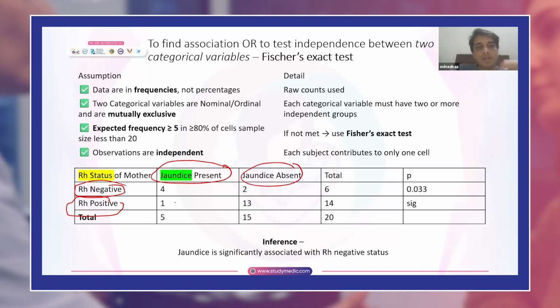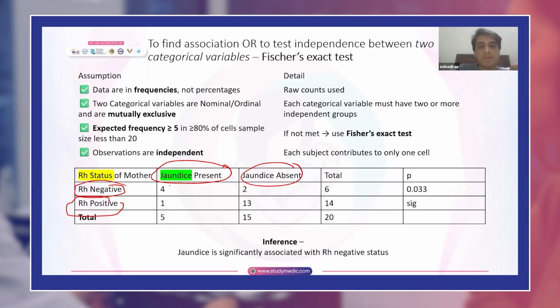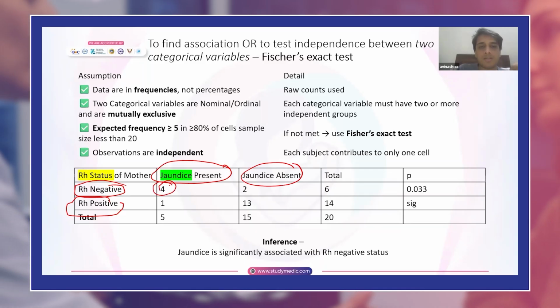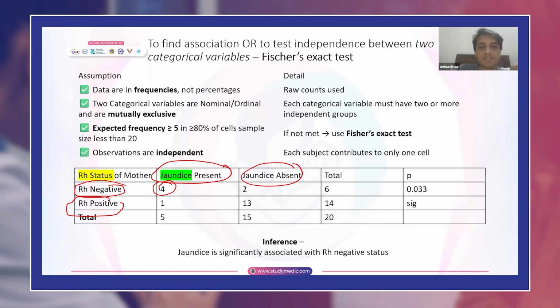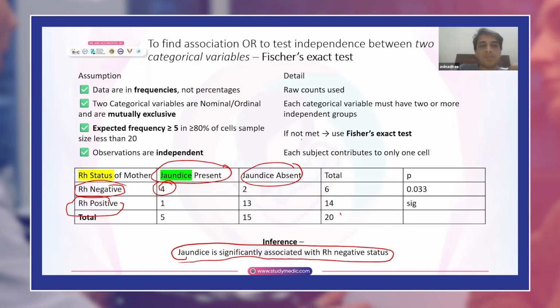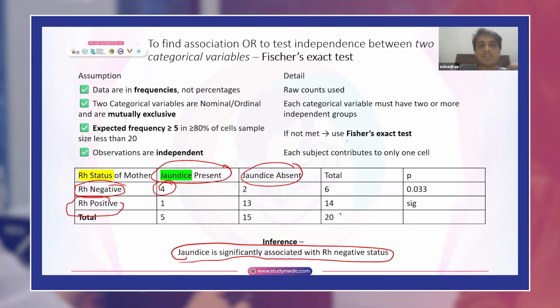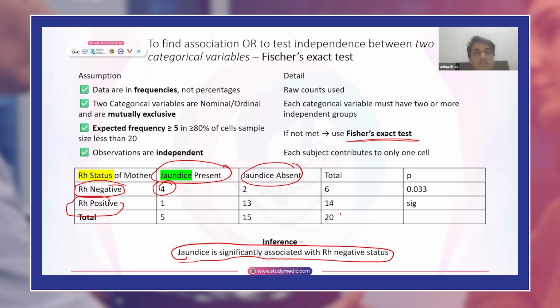You can see jaundice is present in more of the RH negative. That is, jaundice is significantly associated with the RH negative status here. The total number is actually 19, should be less than 20, and the cell size here you can see is less than 5. The condition is that expected frequency should be more than 5 in 80% of the cells. Then we use the chi-square test. If this is not met, then we use what is called the Fisher's exact test.